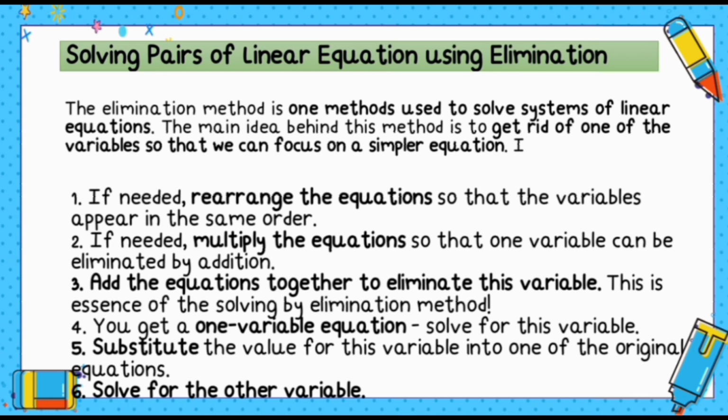First, if needed, rearrange the equations so that the variables appear in the same order. Second, if needed, multiply the equation so that one variable can be eliminated by addition. Next is to add the equations together to eliminate this variable. This is the essence of solving by the elimination method. Next, you get a one-variable equation. Solve for this variable, substitute the value into one of the original equations, and solve for the other variable.